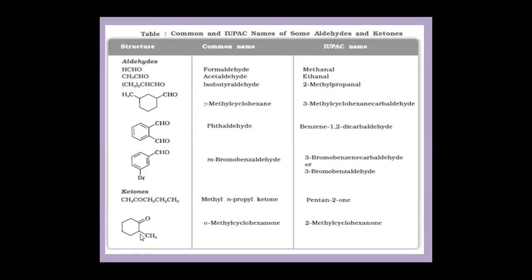Then the IUPAC name of this compound: this is the first position, this is the second position. So 2-methylcyclohexanone is the IUPAC name of this compound.